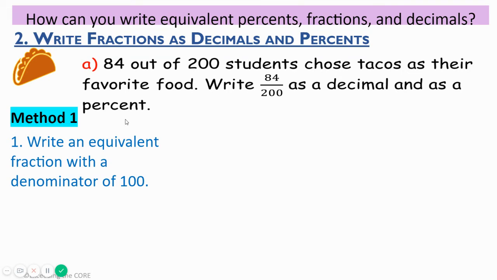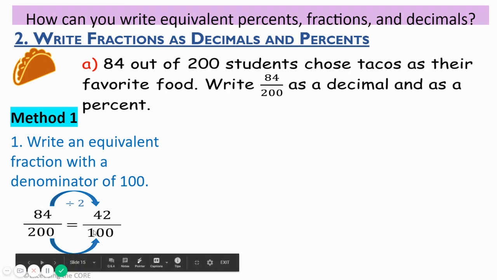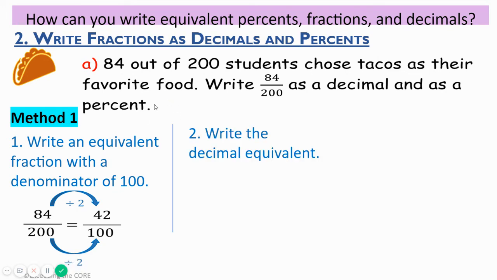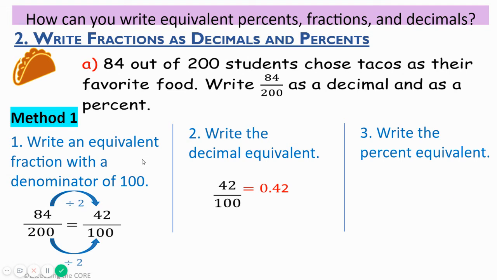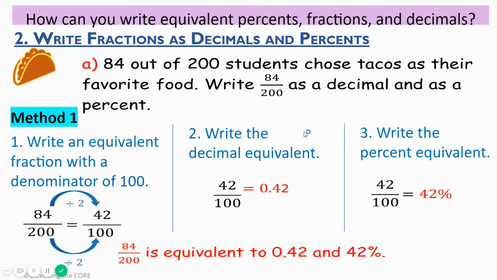We can take 84 over 200, and if we divide the numerator and the denominator by 2, we get 42 over 100. By making our denominator 100, because we can really easily do that division, we can really quickly write 42 over 100 as a percentage. So 42 over 100 would be 42 hundredths, and 42 over 100 is also 42%. Keep a lookout for ways you can quickly change your denominator into 100 to get your percentage or decimal equivalent.